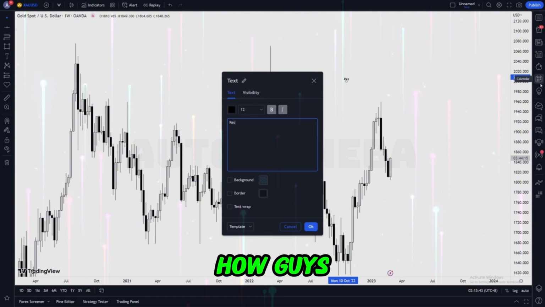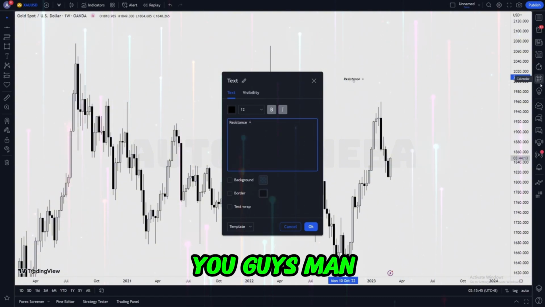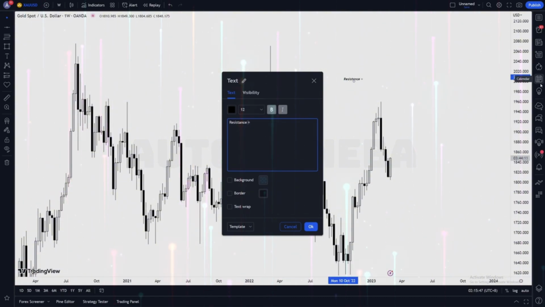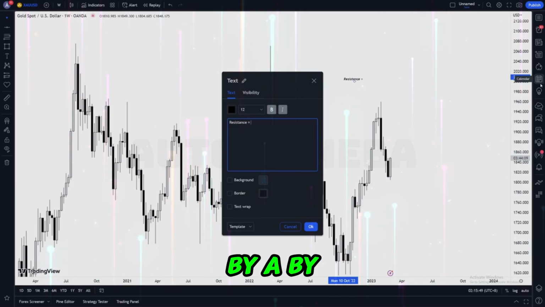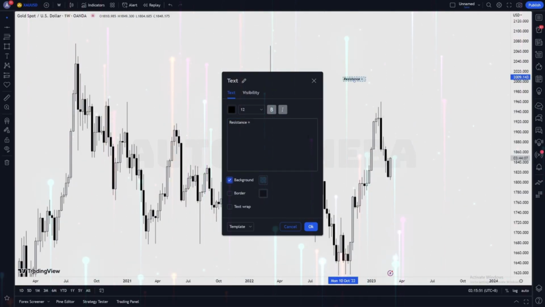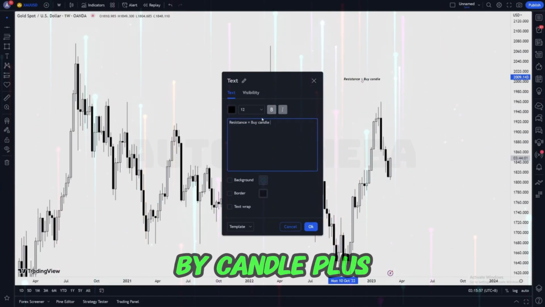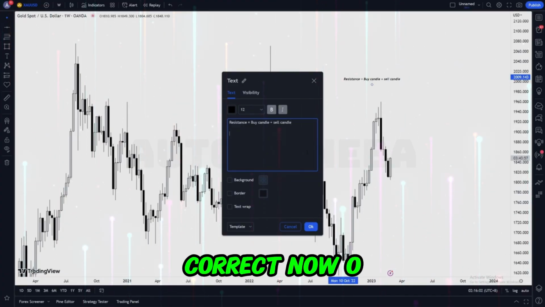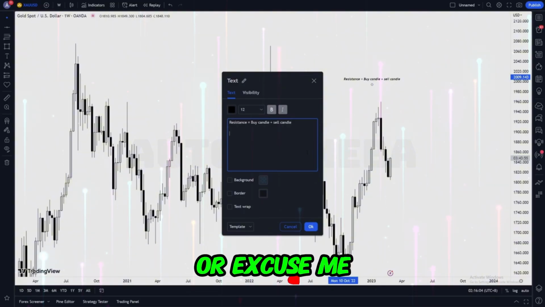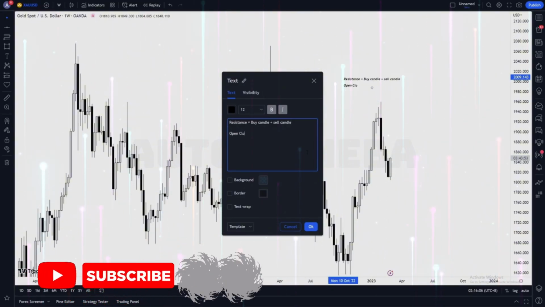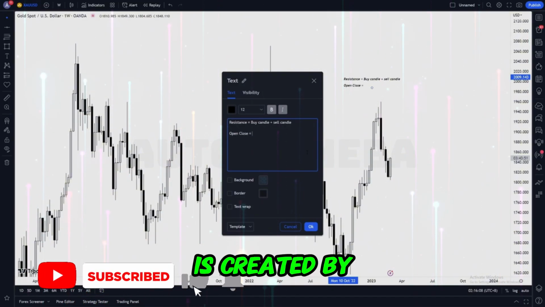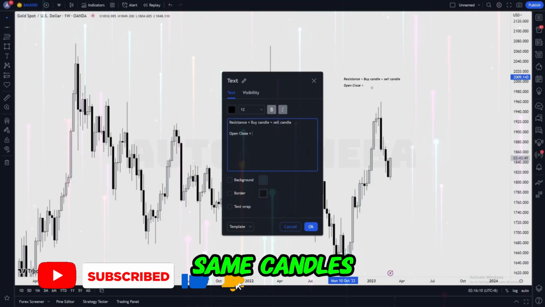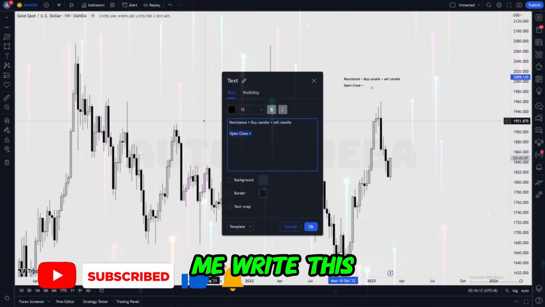Resistance is created how, guys? Just a quick thing about it. Resistance is created by a buy candle plus a sell candle. Correct? Now, OHLC, or excuse me, not OHLC, open close is created by two of the same candles. So resistance and support, let me write this again.